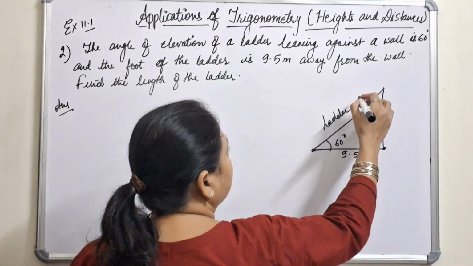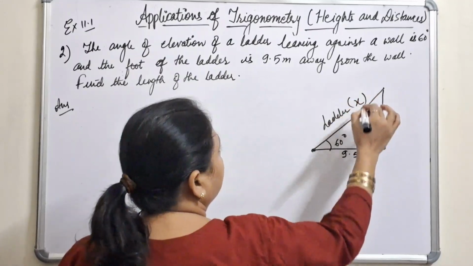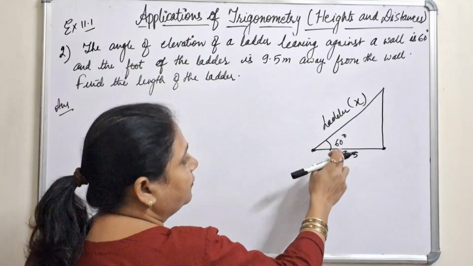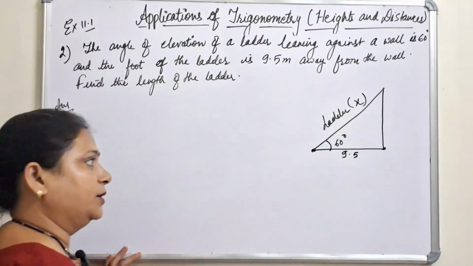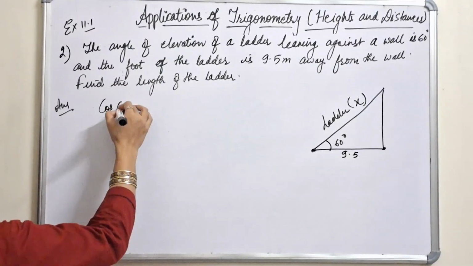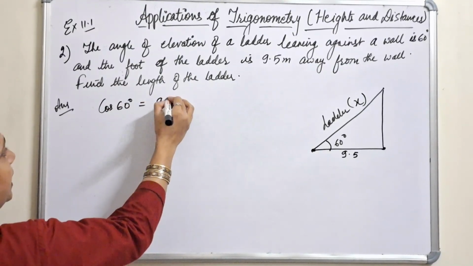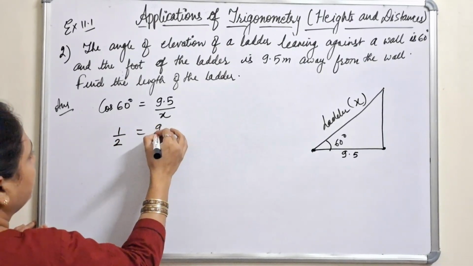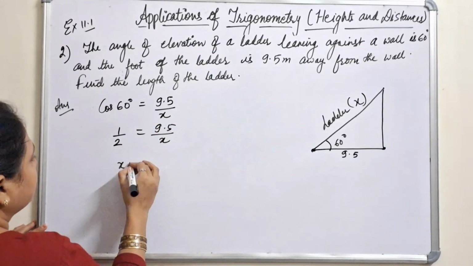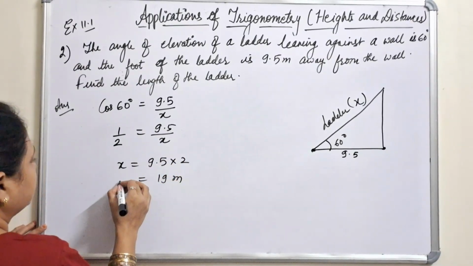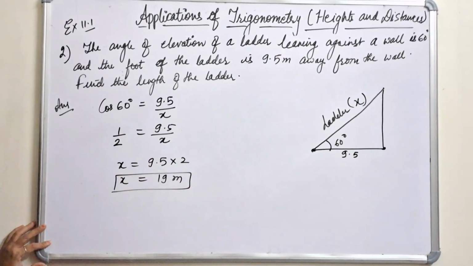So you have to find this length, let it be x. We have this angle of 60 degrees. We have the base and this is the hypotenuse. So which trigonometric ratio will we use? Cos 60 is equal to 9.5 upon x. Cos 60 is 1 upon 2, so 1 upon 2 is 9.5 upon x. So the value of x is 9.5 into 2, 19 meter. So the length of the ladder is 19 meter.